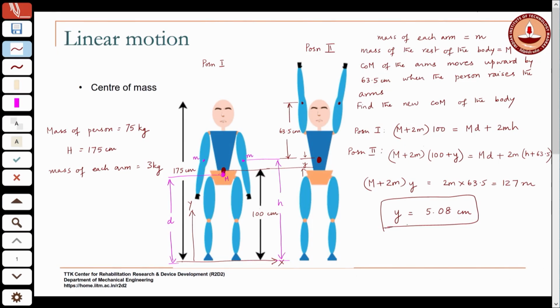Now, in this case we were not concerned, there was no change in the x coordinate of the center of mass, because the body is symmetrical. Whereas if I lifted only one hand, then I am likely to see a change in the x coordinate of the center of mass as well, because the body is no longer symmetrical about the vertical axis. So, that is how we look at calculating the center of mass for the multi-segmented human body.